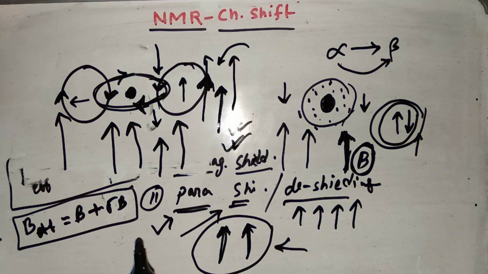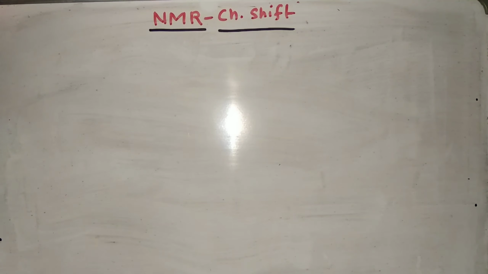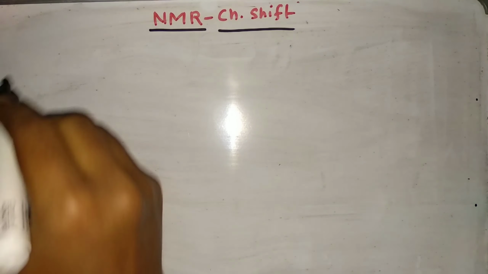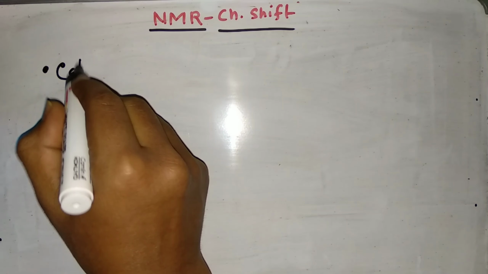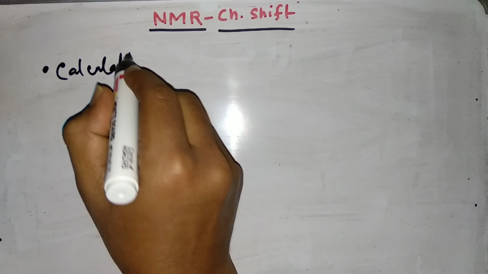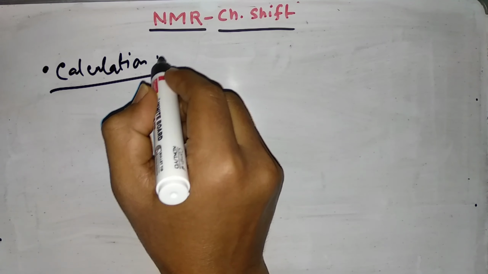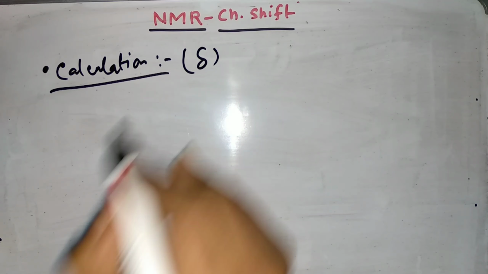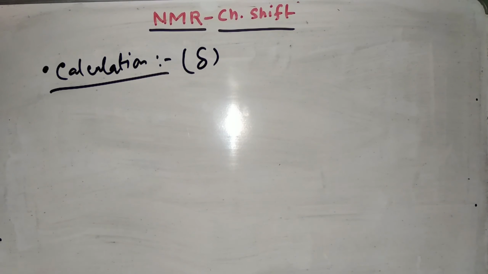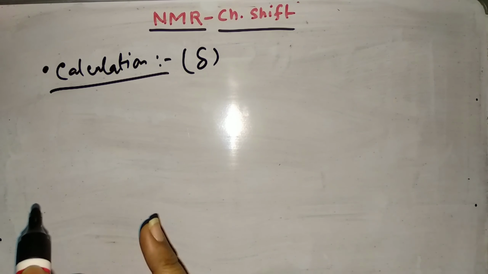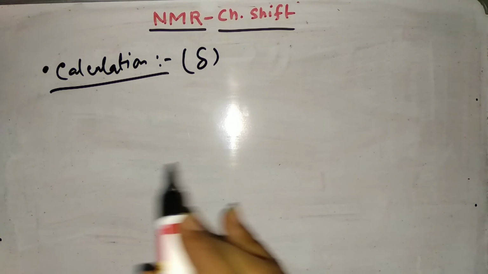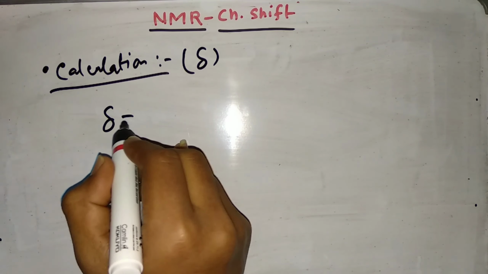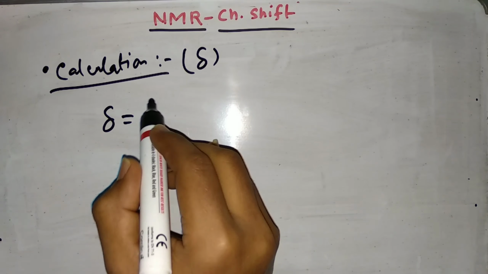Okay, so now let's talk about another point, that is how to calculate the chemical shift. The calculation of chemical shift is represented by delta or del. Here I will discuss two different formulas, from which you can easily determine it. Number one formula, and then I will explain all of this.